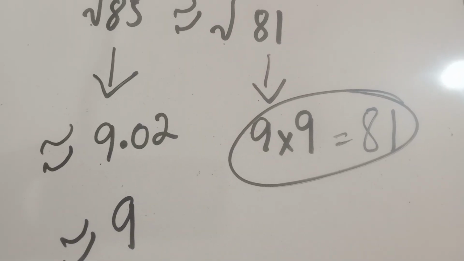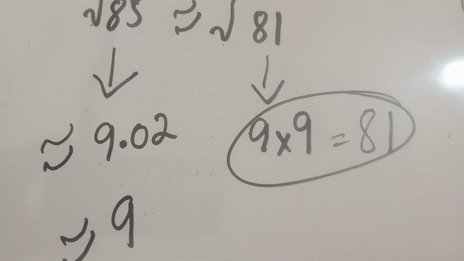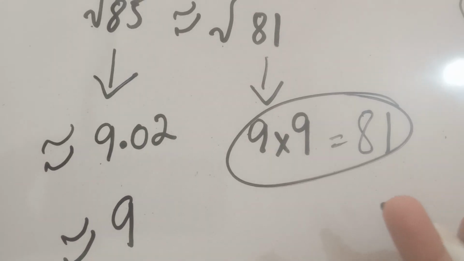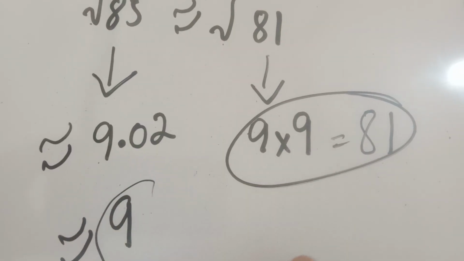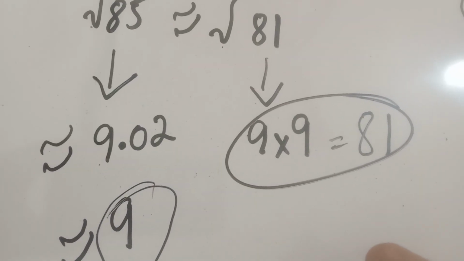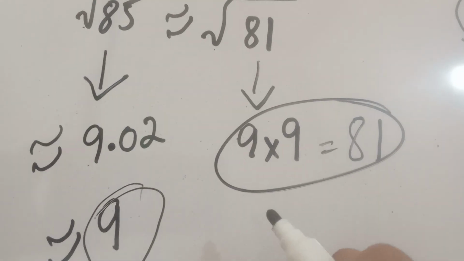In SAT or different types of NEET or NTS exams, you have to solve this type of question. They will give you options, so you have to choose the estimated one, that is 9, because in those exams the calculator is not allowed. So you have to use these tricks.